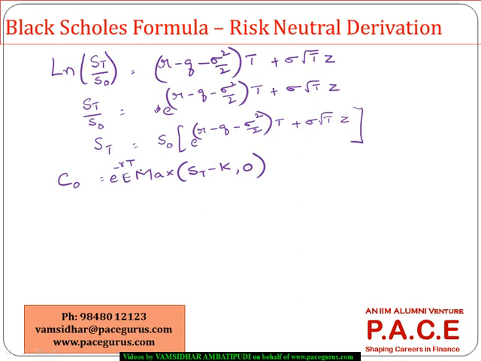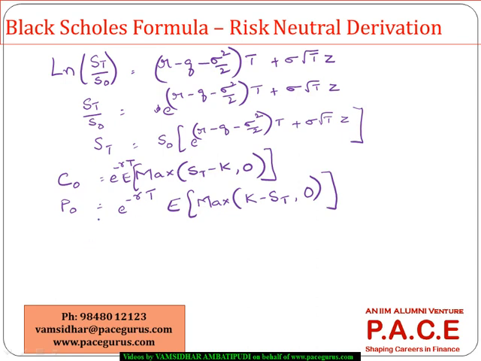The expected value of the maximum of ST minus K comma 0, times e to the power of minus RT. That is the price of the call option. In the same way, the price of the put option is e to the power of minus RT times the expected value of the maximum of K minus ST comma 0. So now first let me work it out for the call option.